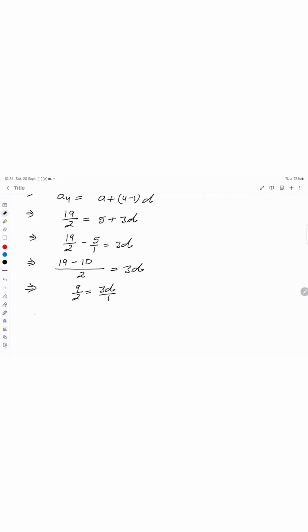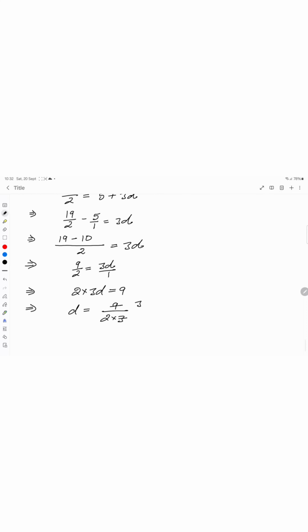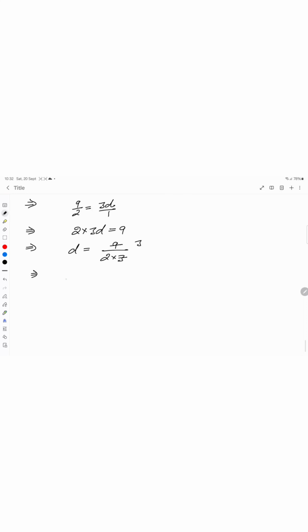Now do the cross multiplication. We will get 2 into 3d equal to 9, d equal to 9 divided by 2 into 3. ओके, 2 और 3 को मल्टीप्लाई मत कीजिएगा, ये लास्ट में हो जाएगा. Now divide 9 by 3, we will get 3. Therefore value of d is 3/2. Value of d is 3/2.